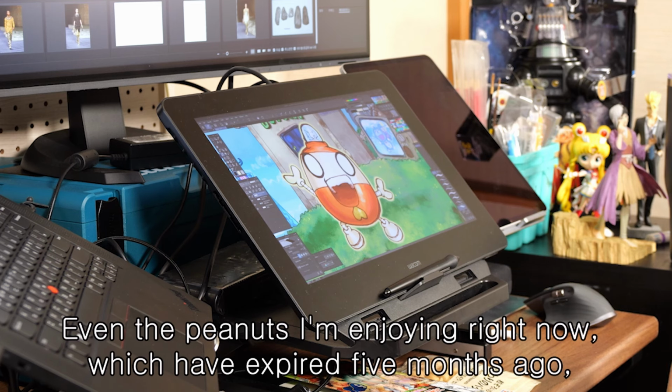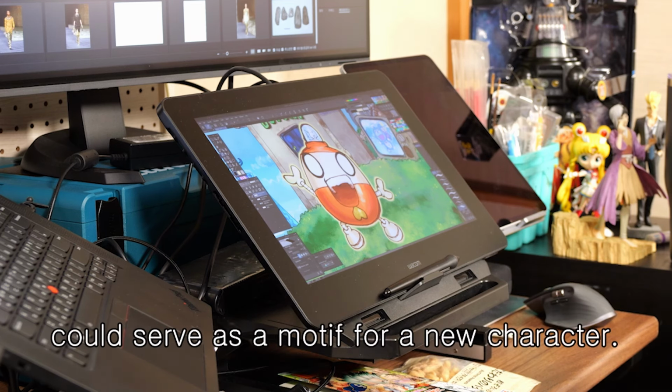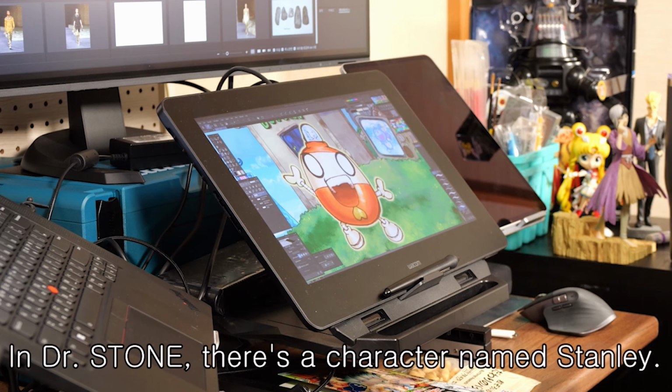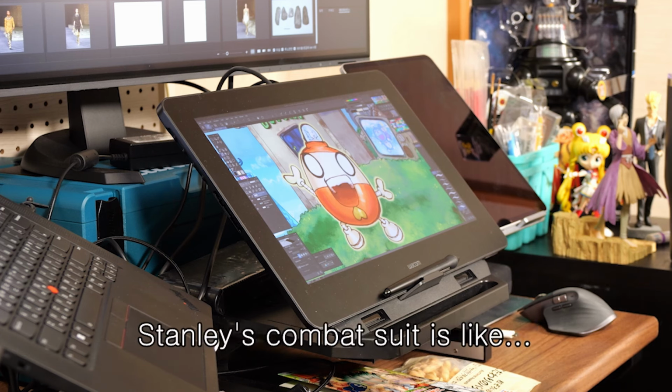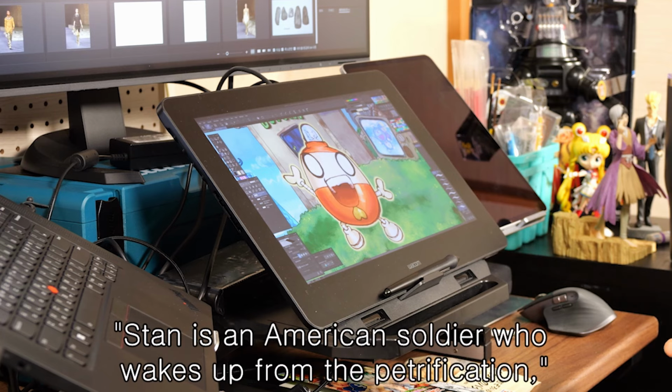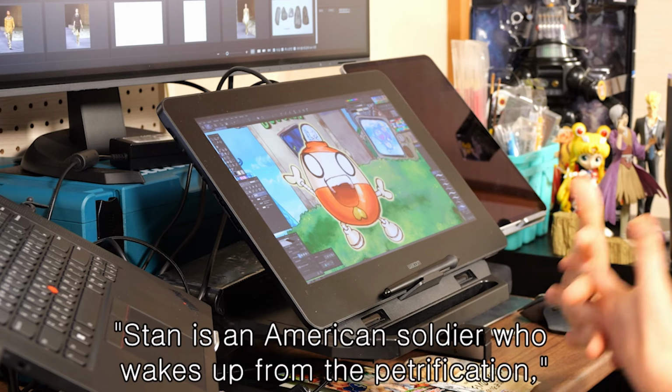Even the peanuts I'm enjoying right now, which expired 5 months ago, could serve as a motif for a new character. In Dr. Stone, there's a character named Stanley. When Inagaki-sensei described Stanley's combat suit as like, Stan is an American soldier who wakes up from the petrification.